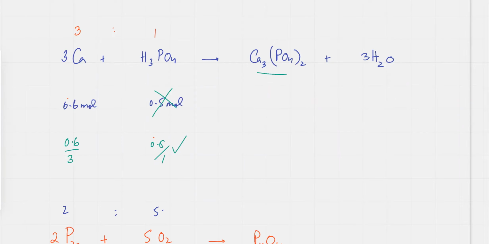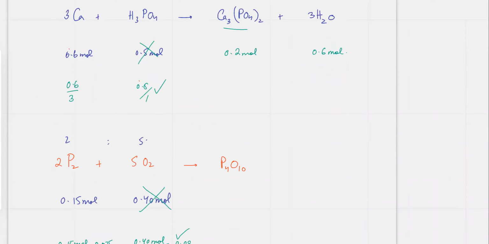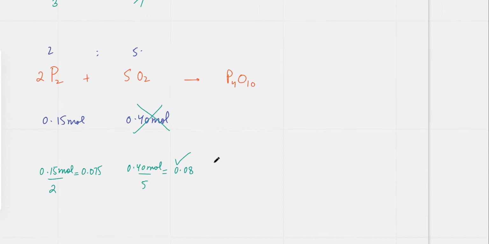Calcium phosphate, you're going to use these moles, 0.6. So this would come out to be, according to the ratio, 0.2 moles, and this one would come out to be 0.6 moles. So is the idea clear? The simple shortcut of finding out which one is in excess.